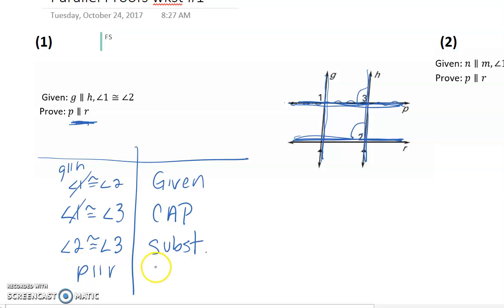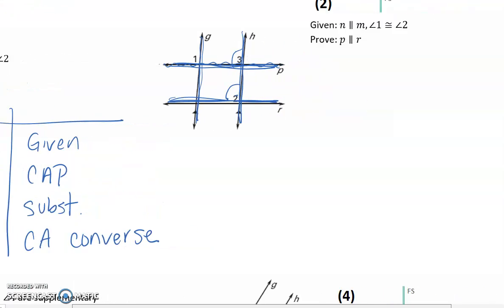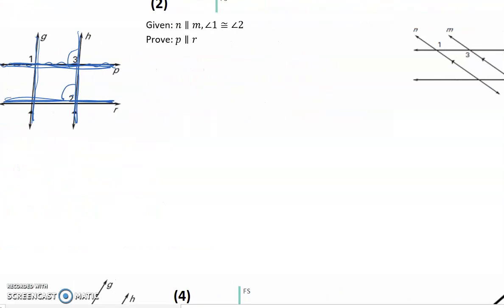Why? What are 2 and 3? Corresponding angles converse. So you just want to make sure that if you are ending with proving lines are parallel, that you use the converse. And I don't think I'm even going to go through every single one of these. I'll do a couple more.